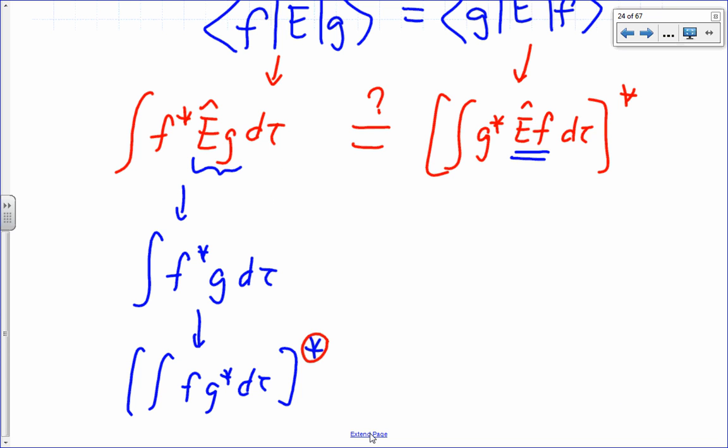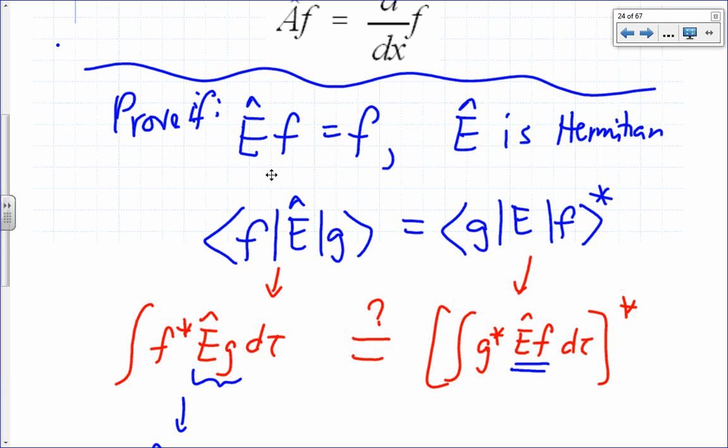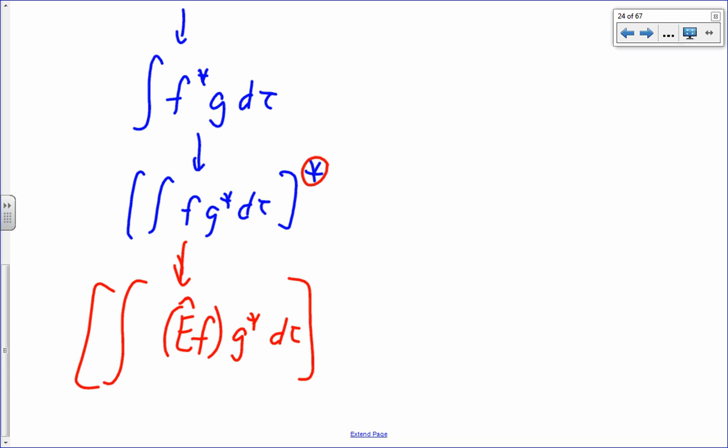What is it? E hat, we define it as an identity operator. All it does is it multiplies the function by 1. Okay? All right, so what do we do now? Well, what is f hat? It's the same thing as e hat, right? F is just e hat times f, right? If I do e hat times f, it's still f. So that's e hat f, and then that's g star d tau integral, and then the whole thing is star.